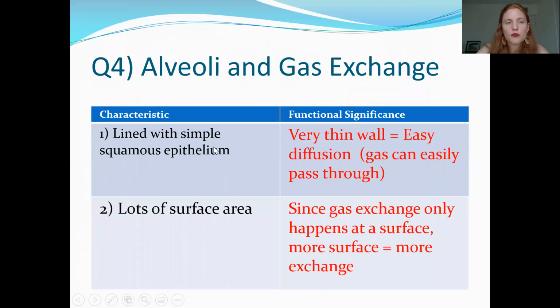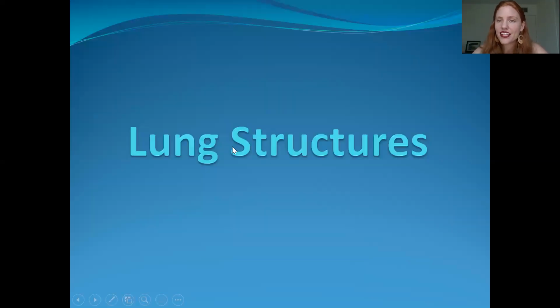Okay, so simple squamous epithelium: flat, thin. Thin means easy to get through. Surface area: the more surface you have, the more opportunities for that oxygen to come in contact with the surface and therefore pass through. So it makes it much more efficient at gas exchange. Okay, that's enough for now.